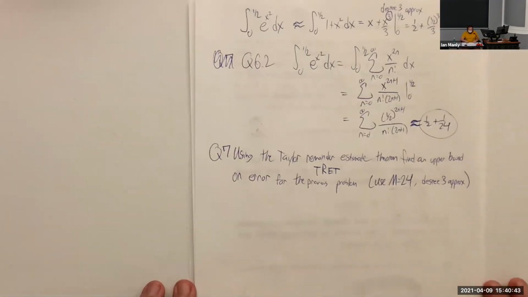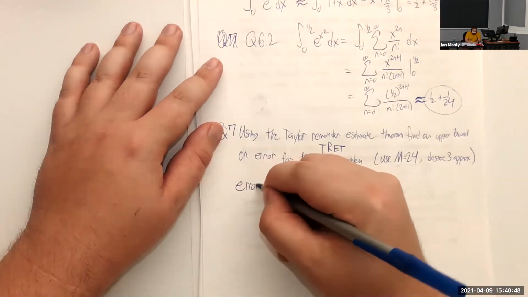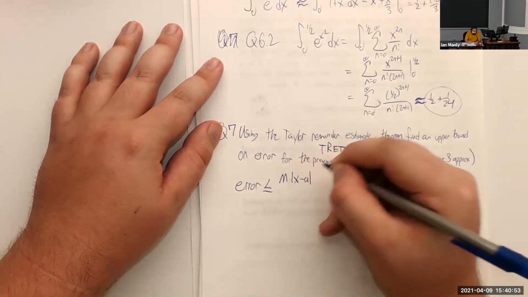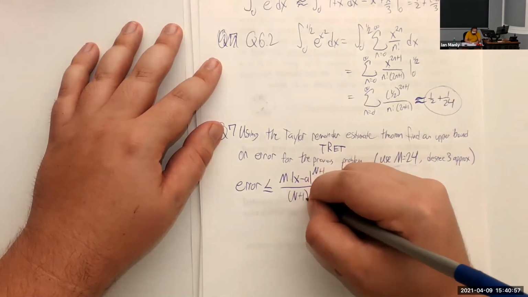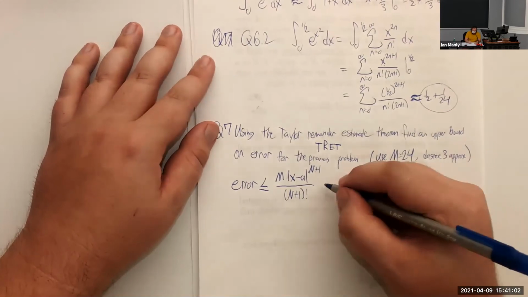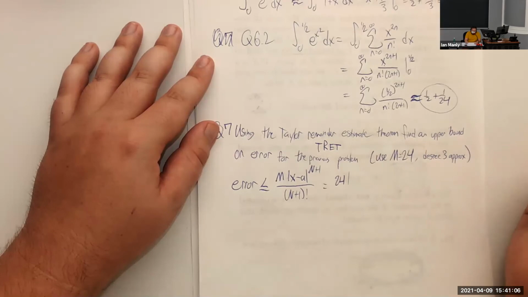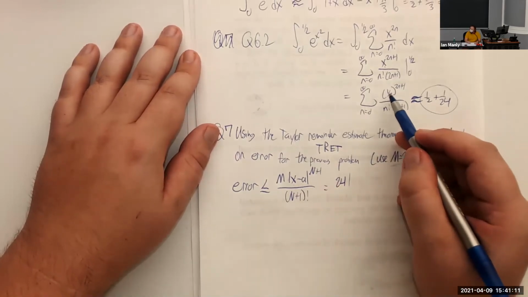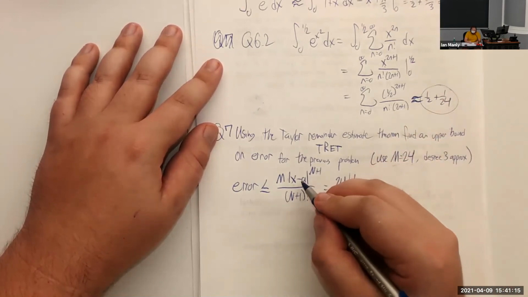All right, so what we're going to do is use the Taylor remainder estimate here, which says that our error is less than or equal to m times the absolute value of x minus a to the n plus 1, divided by n plus 1 factorial. All right, now what do all these letters mean here? Well, they told us what m is. M is 24. Then our x is the number that we plugged in for x back here. So this is 1/2.